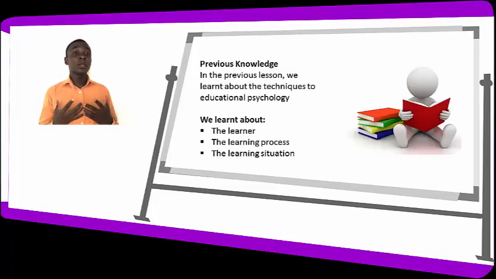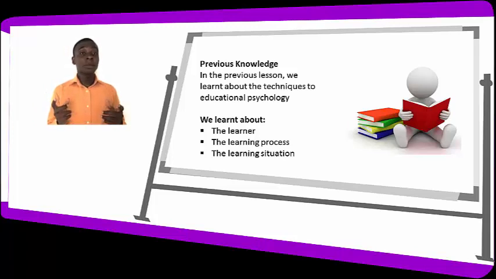In the previous lesson, we learned about the techniques to educational psychology. We learned about the learner, the learning process and the learning situations. These are the three points under the techniques to educational psychology, and I explained that the learner is the most important factor among the three listed, because if there is no learner, there won't be a learning process and there won't be a learning situation. So the learner is the most important among the three factors mentioned.